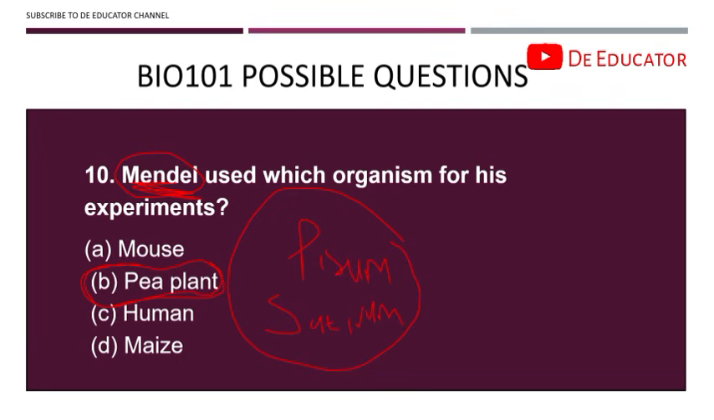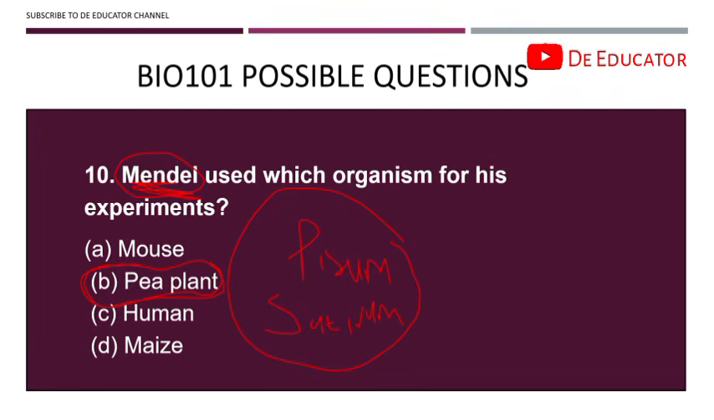Now he had reasons for using this plant. He did not just pick any random plant. Those reasons, you should know them. All of those things have been said in the crash course, but let me mention some. One of the reasons is that Pisum sativum has a short lifespan. Because it has a short lifespan, it can produce the next generation within a short period of time. Mendel wanted to do a lot of experiments and get generations within a short period of time.